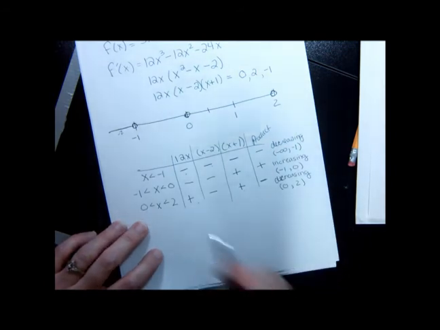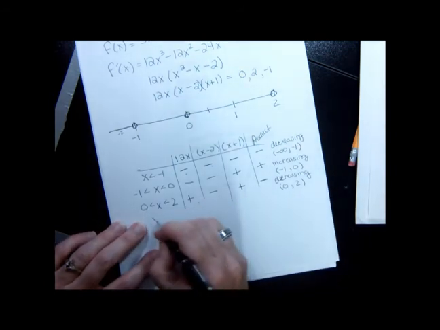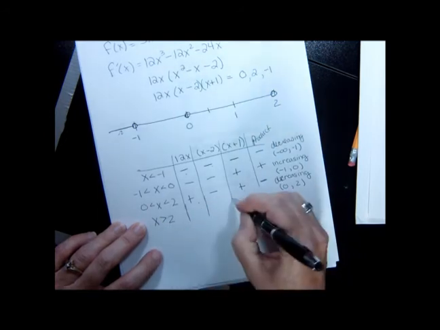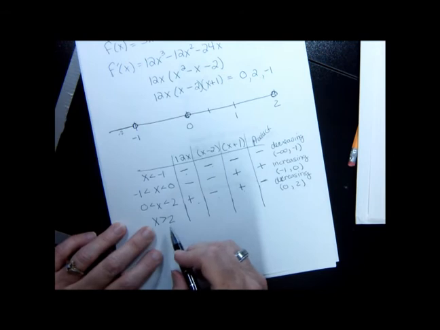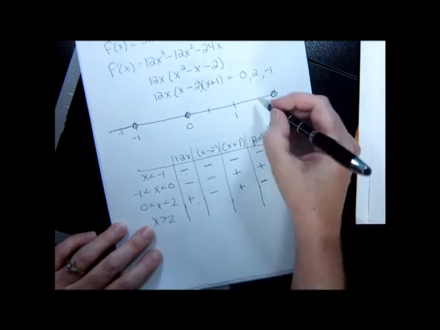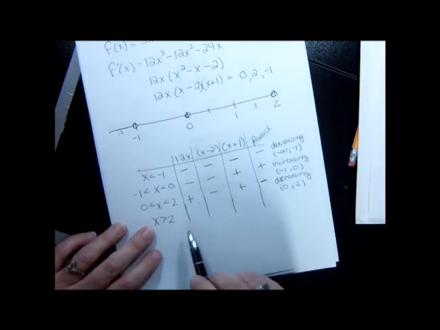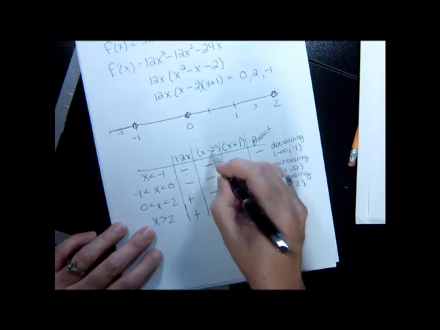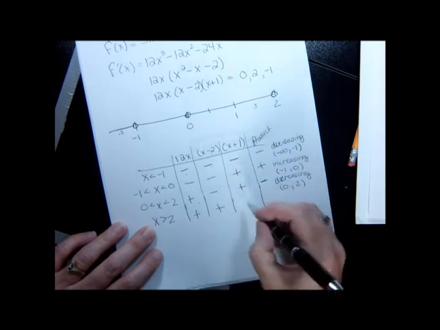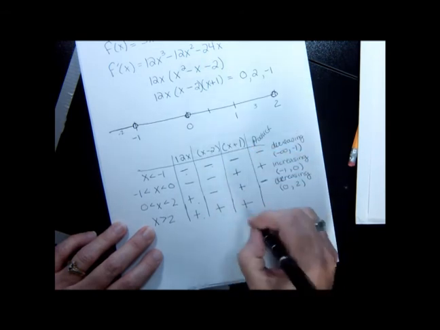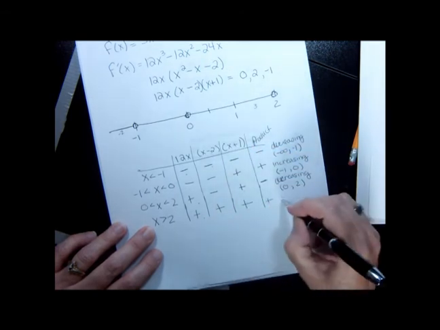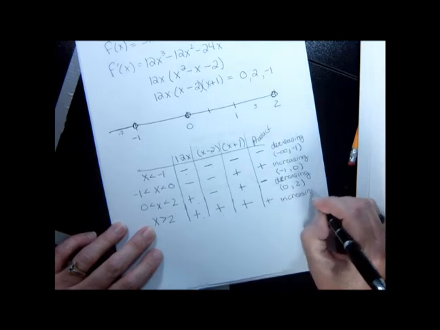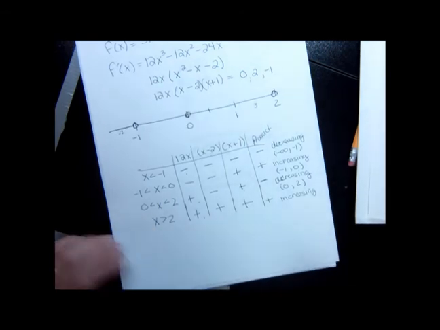And then finally, my last spot is going to be if it's bigger than 2. So if it's bigger than 2, let's try the number 3. And again, I do the same thing. Throw 3 in each factor, and I get positive, positive, positive. Positive times positive times positive is positive. And it is, in fact, increasing after 2. Now, let's take a look at the graph.